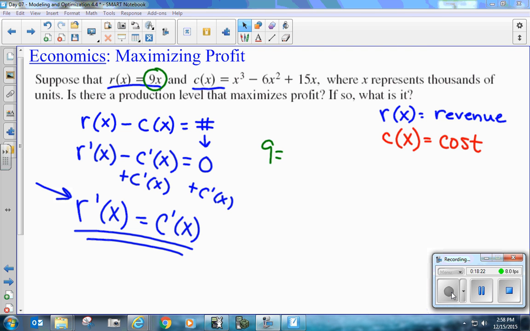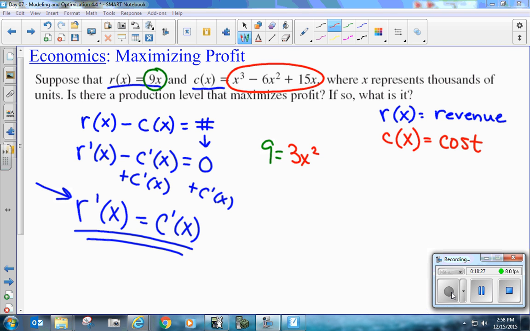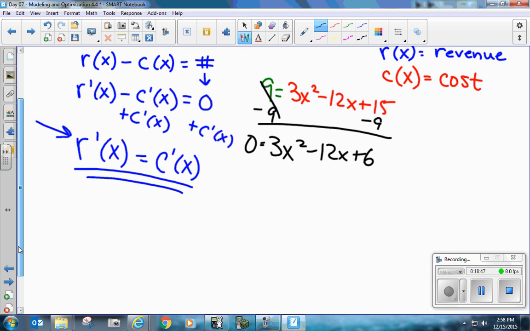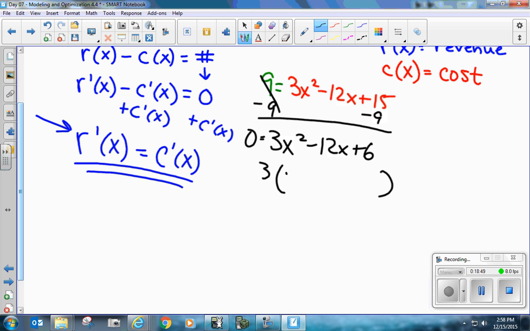The derivative of my cost is going to be 3x squared minus 12x plus 15. Well, set them equal and let's solve. All right, well, let's subtract 9 from both sides. And I've got 3x squared minus 12x plus 6 equals 0. All right, I'll factor out a 3. And I've got x squared minus 4x plus 2. Interesting. Equals 0.